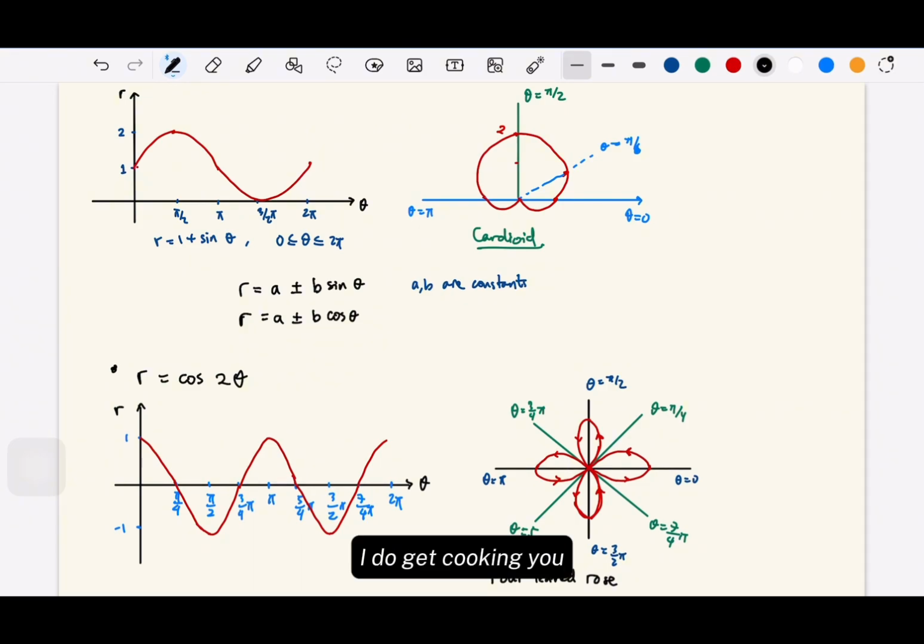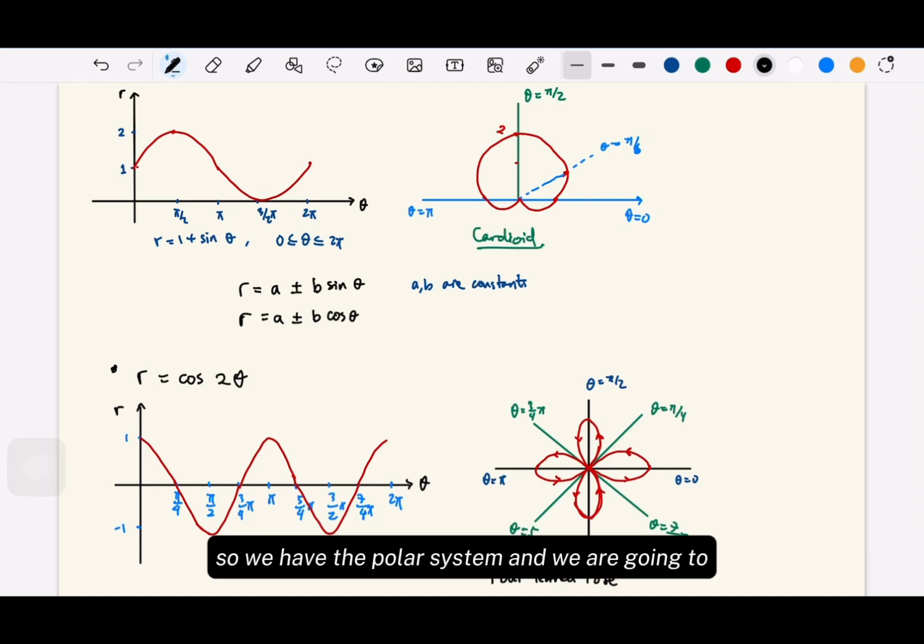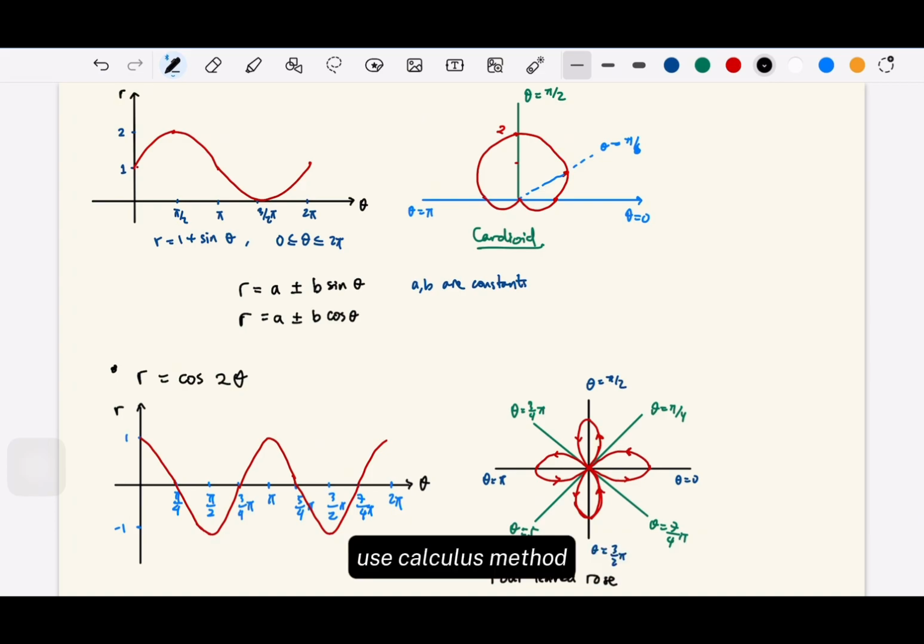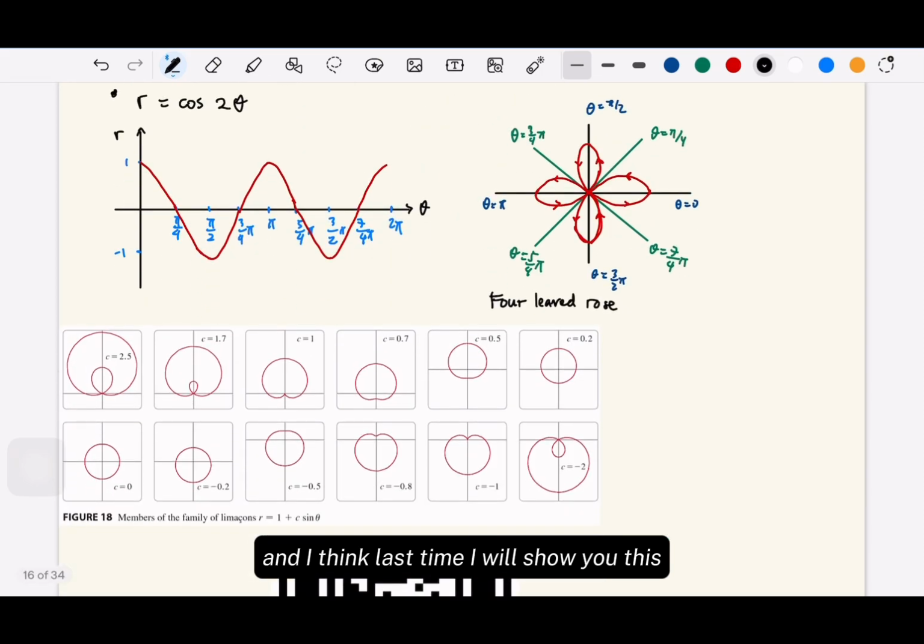We can continue yesterday's discussion. And I would like to focus for today's class on the calculus part. And so we have the polar system, and we are going to use calculus methods. I think last time I showed you this, right?